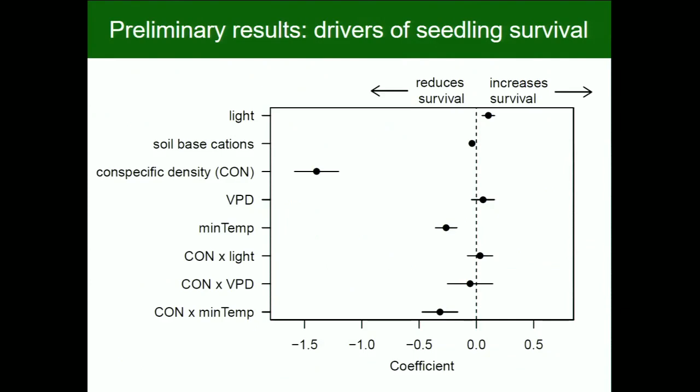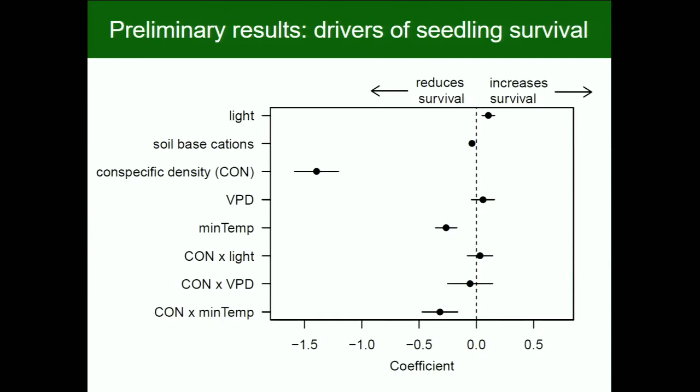And then here's some preliminary results. So this is basically the whole model together. And we standardized the predictors so that the size of the coefficients indicates how strong the effect of a certain variable was. A positive effect indicates that the predictor increased survival, and a negative one actually decreased survival.